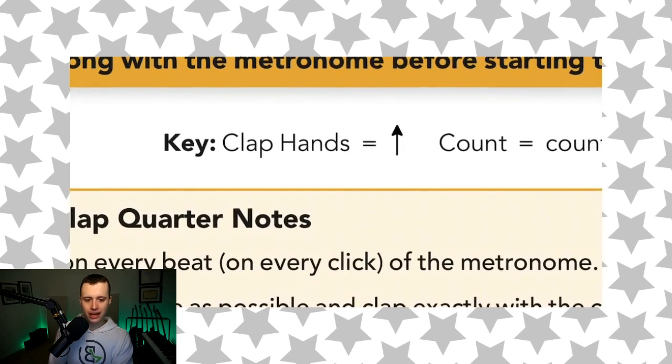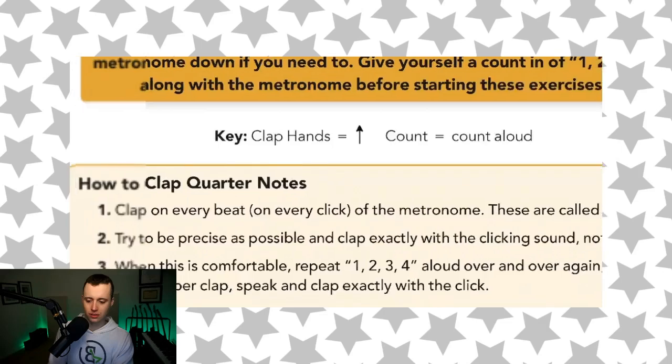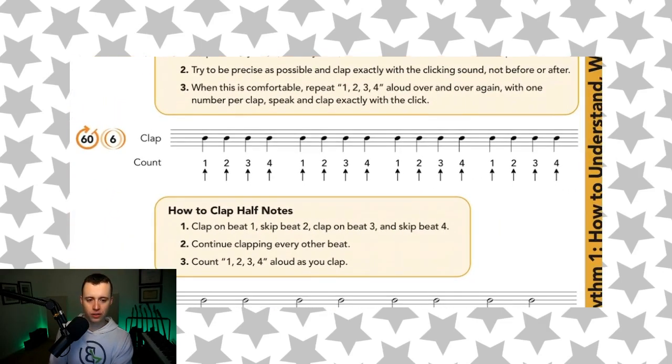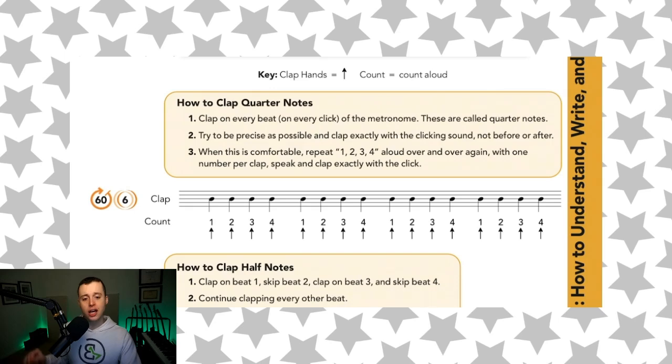So to clap your hands, you're going to have a little up arrow, and to remind you to count, we're going to put the word count. So let's take a look at our first example. Sure enough, for every quarter note that there is, we have a little arrow for you to clap. Before you actually read the music, practice just counting and clapping quarter notes.